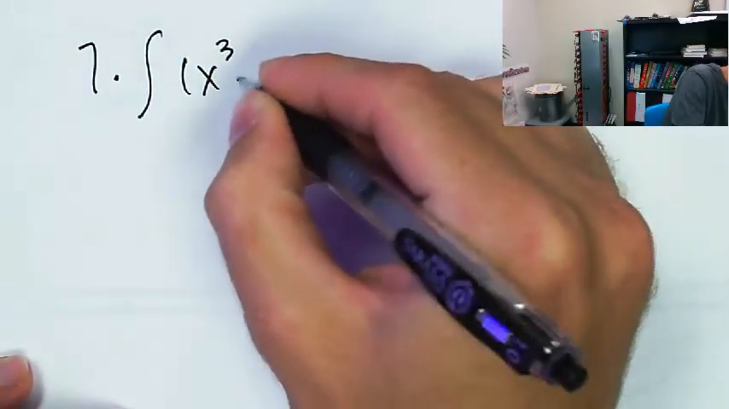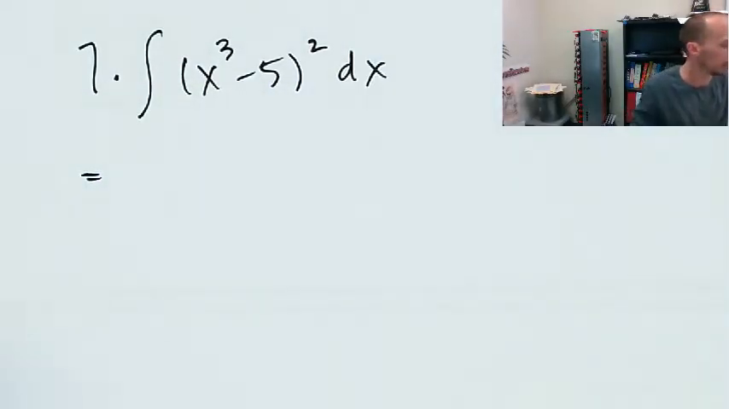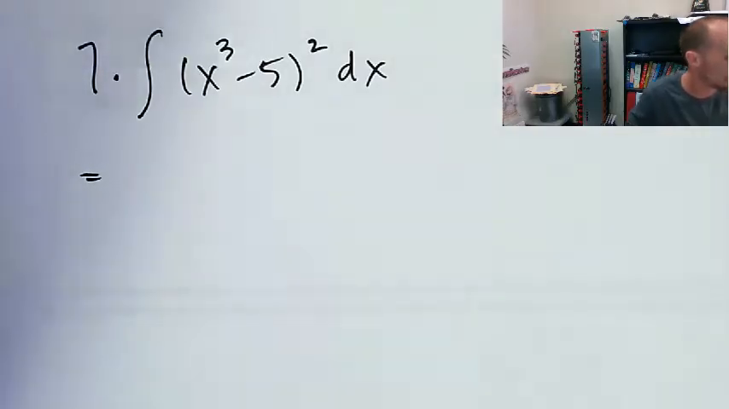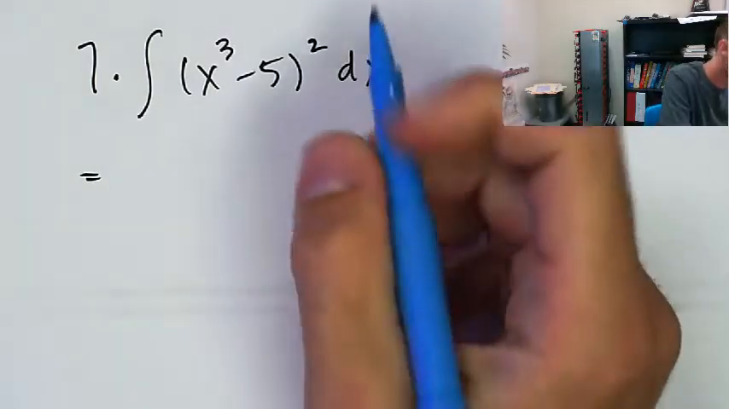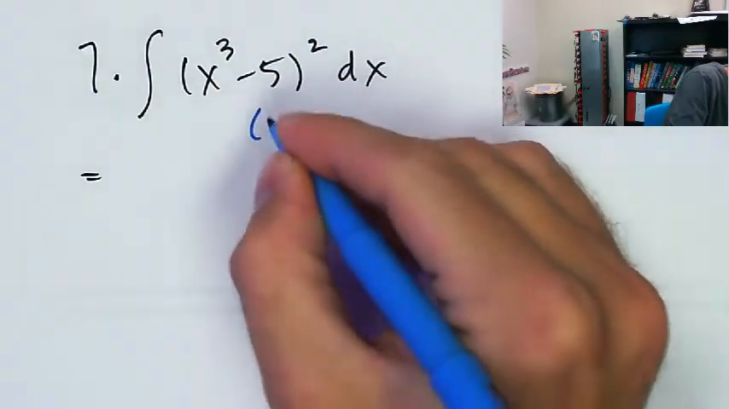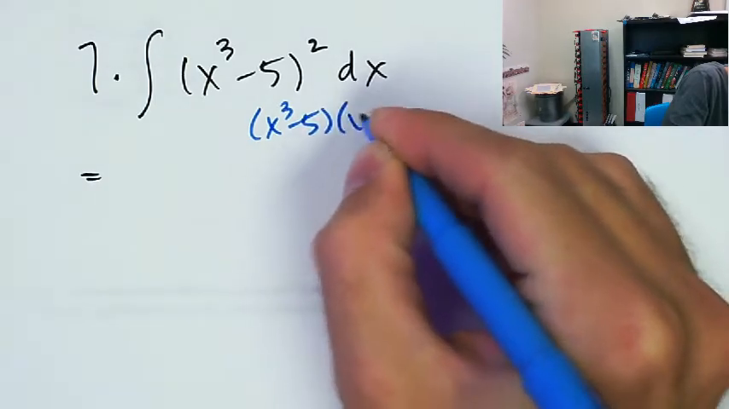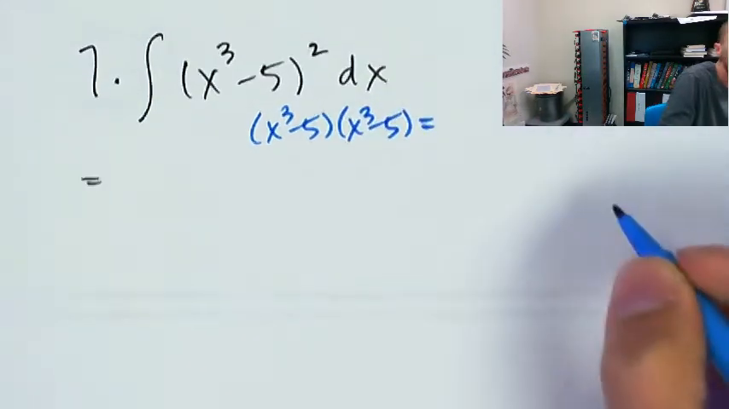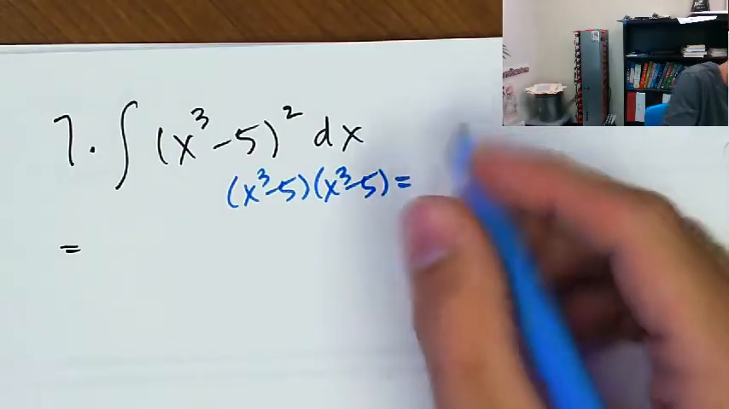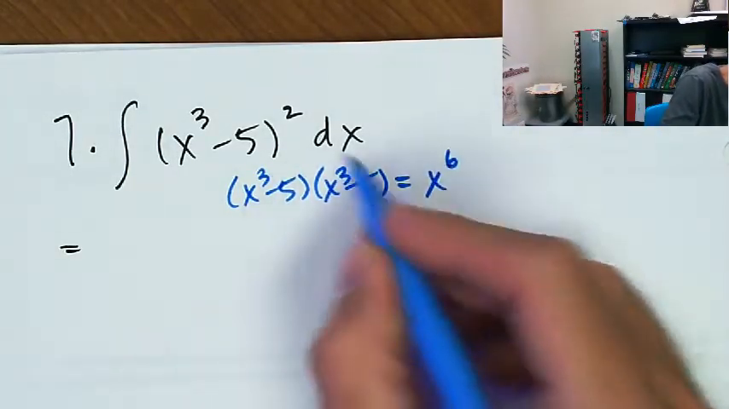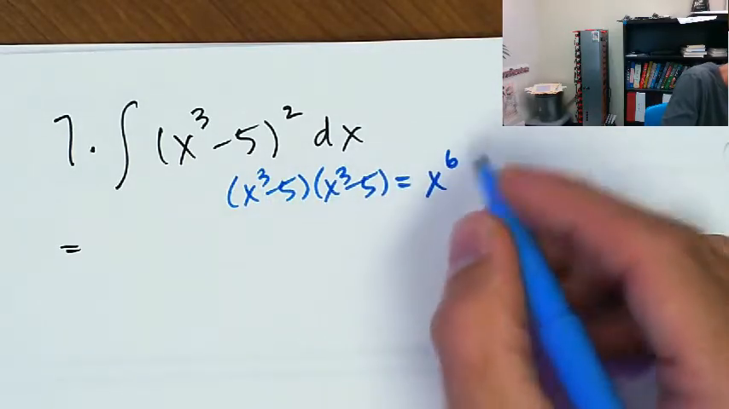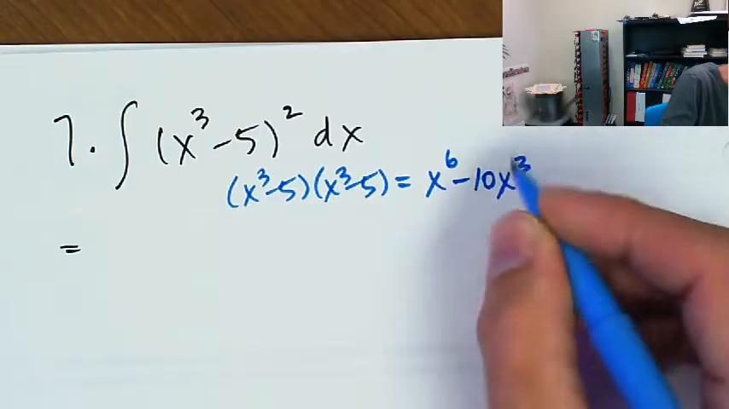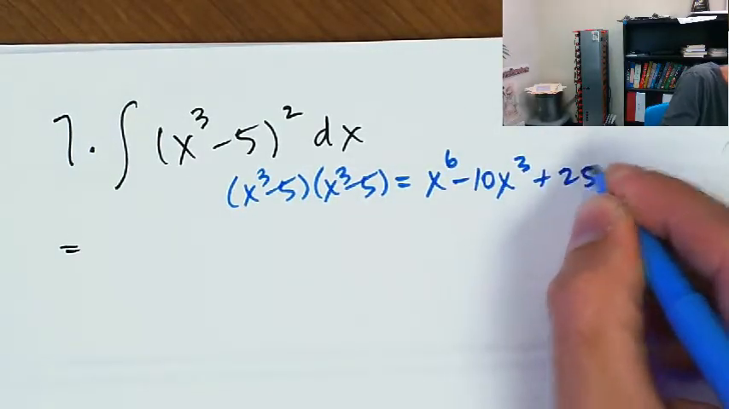x to the 3 minus 5 squared. Okay, so what we need to remember is that when I square a binomial, I actually need to do the distribution. This is not x to the 6 minus 25. Do not be fooled by that. Okay, so it's x to the 6 from the first terms. These two copies of negative 5x to the 3rd, I'll have negative 5x to the 3rd there, and negative 5x to the 3rd over here. That'll be negative 10x to the 3rd in total, and then positive 25.